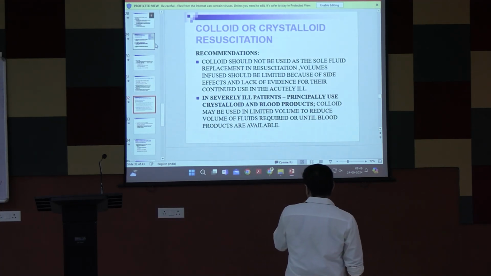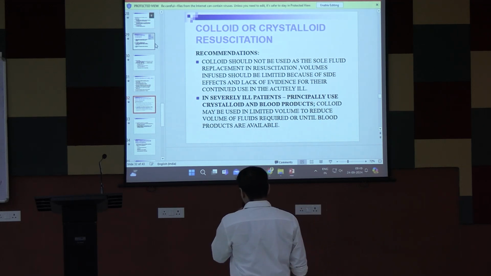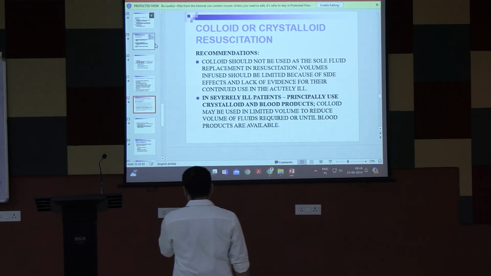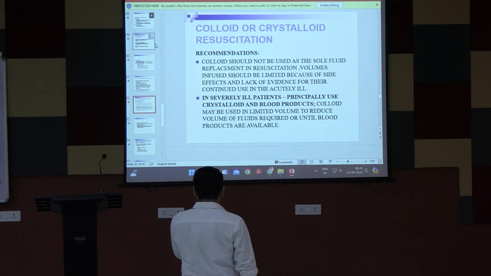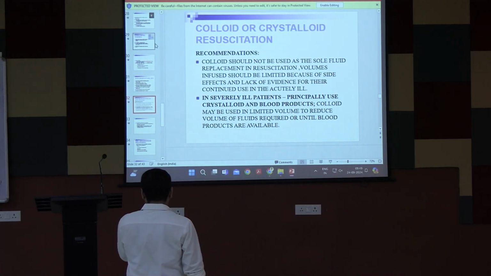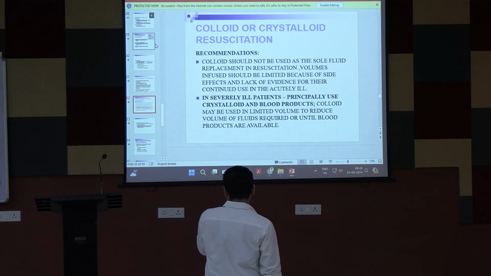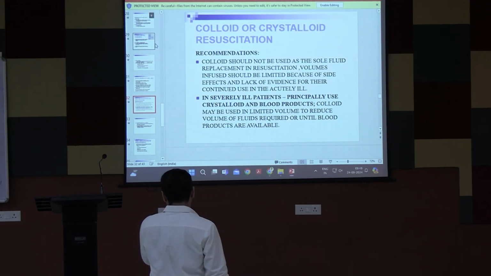Colloid or crystalloid resuscitation. Recommendation: colloids should not be used as the sole fluid replacement in resuscitation. Volume increase should be limited because of side effects and lack of evidence for their continued use in the acutely ill patient. In severely ill patients, principally use crystalloid and blood products.